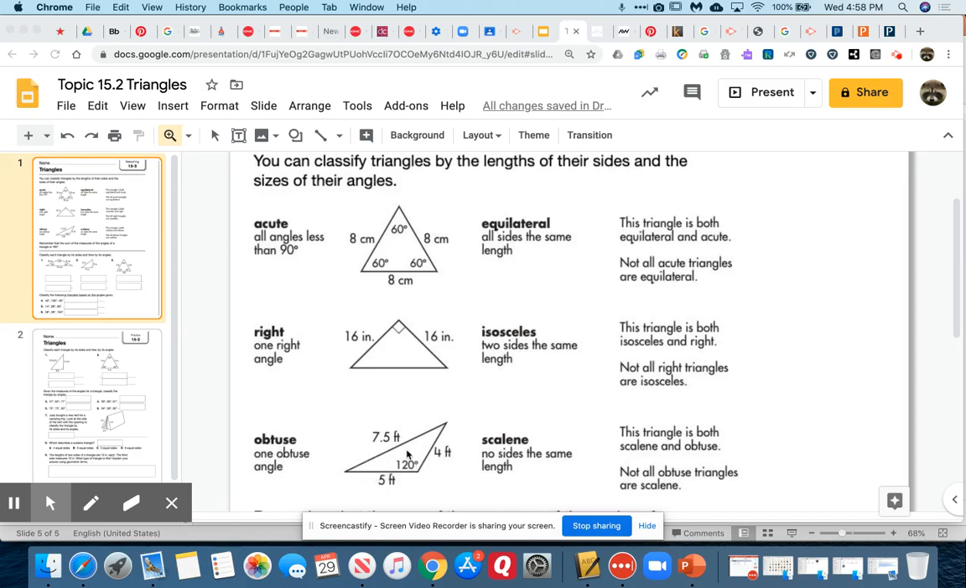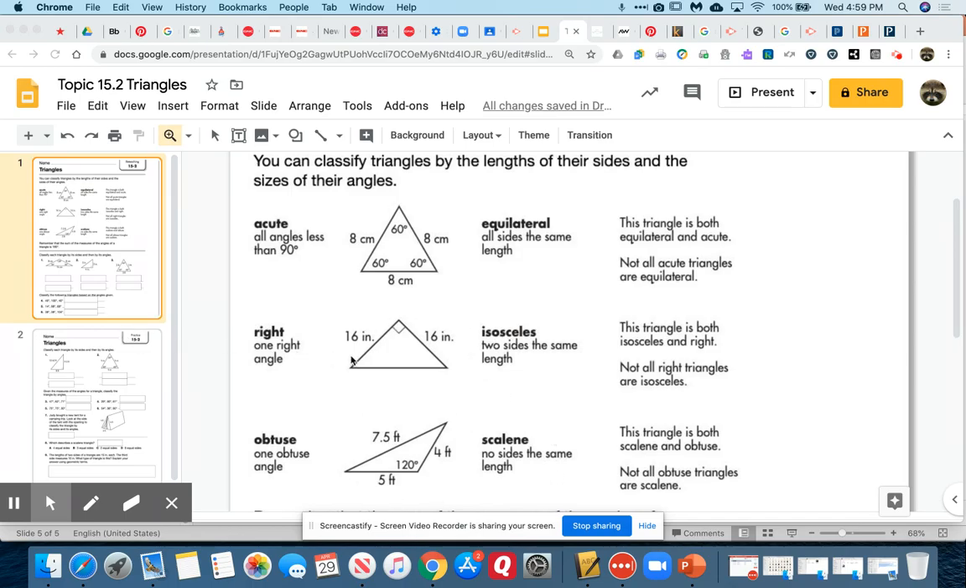Okay? So then we can also classify triangles by their sides. We have the equilateral triangle, and that means that all sides are the same length. Just like we talked about a regular polygon, this would be an equilateral triangle. An isosceles triangle has two sides the same length. So 1, 2. These two are the same length. This one is not. And a scalene triangle has no sides the same length.